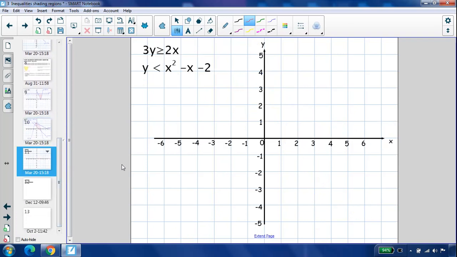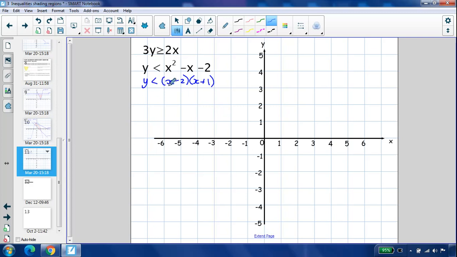I'm going to go on to a final example now. So 3y is greater than or equal to 2x, and y is less than x squared minus x minus 2. First of all, while I've just said that, let's work with the quadratic. So I could rewrite this part of the quadratic by factorising. So I'll have x minus 2 and x plus 1.